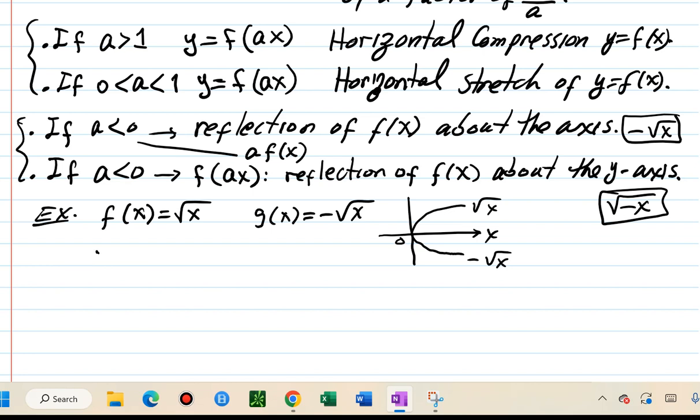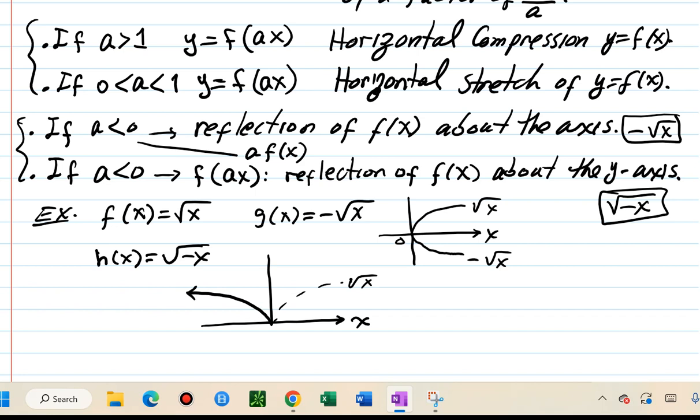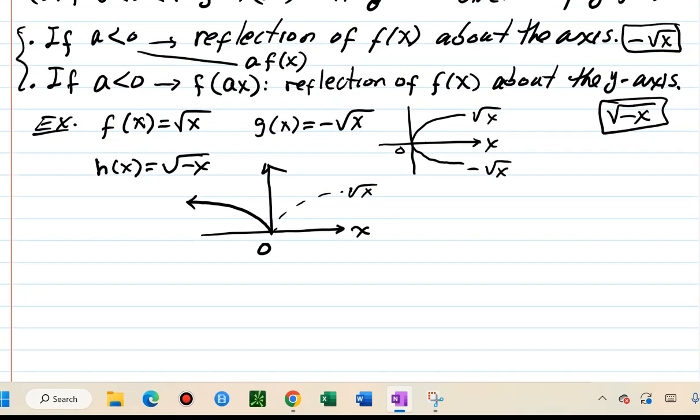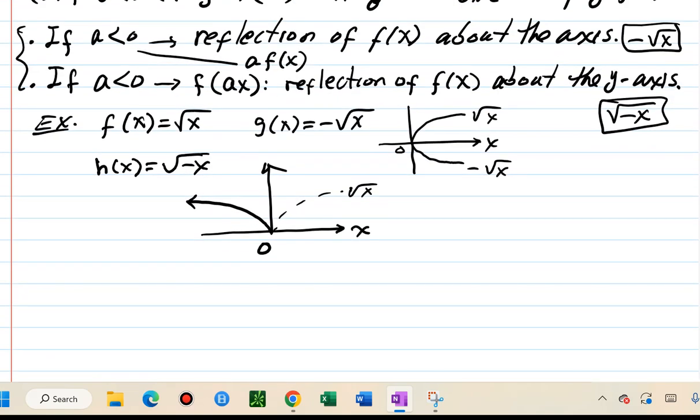And how about if h of x is root negative x. How is this graph going to look in relation to square root of x? Well, this is the square root of x. Square root of negative x is now going to look like that. There. See the reflection about the y-axis. All right. And there we have this one.